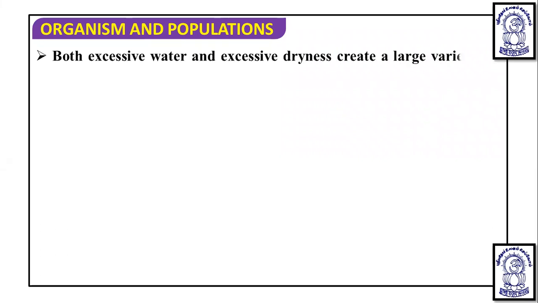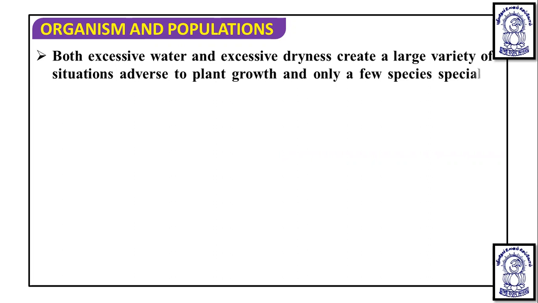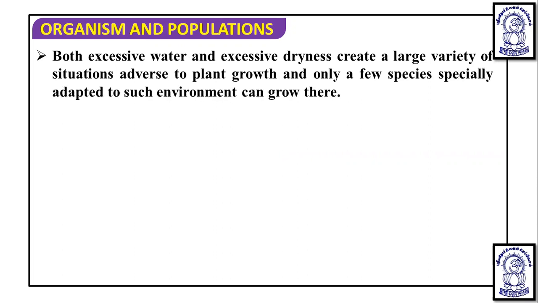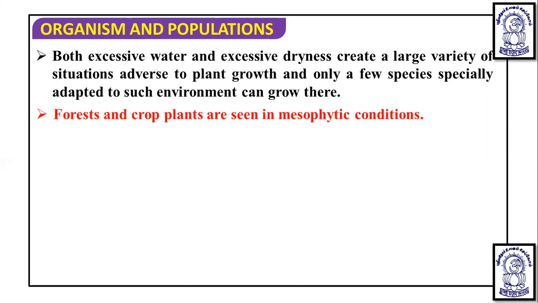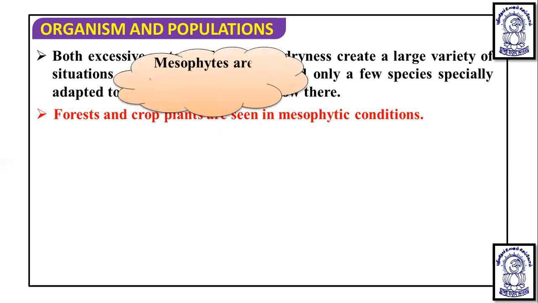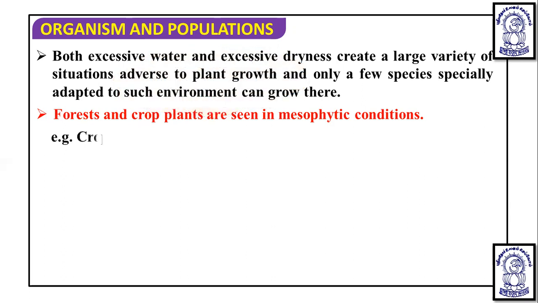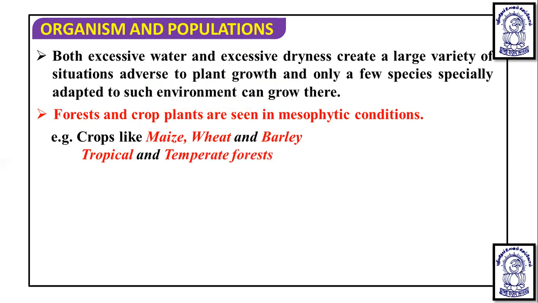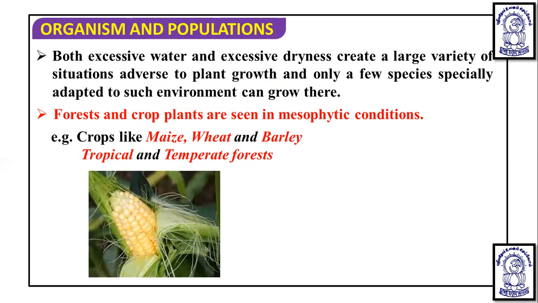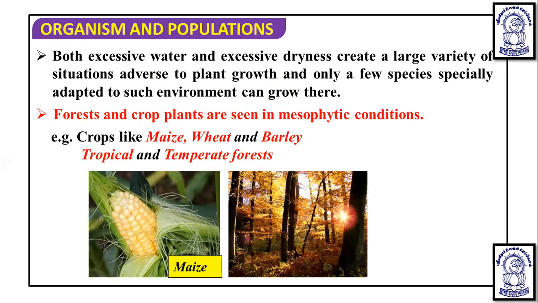Both excessive water and excessive dryness create a large variety of situations which are adverse conditions for plant growth, and only a few species specifically adapted to the too watery condition and too dry condition can grow. So it is a somewhat harmful condition. Forest and crop plants are seen in mesophytic condition because mesophytic is the best condition. And mesophytes are very extensive on land. Majority of plants are in a mesic condition. If we talk about crops like maize, wheat, barley, tropical and temperate forest, all these crops of these areas are mesophytes. They grow in conditions where it is neither wet nor dry.